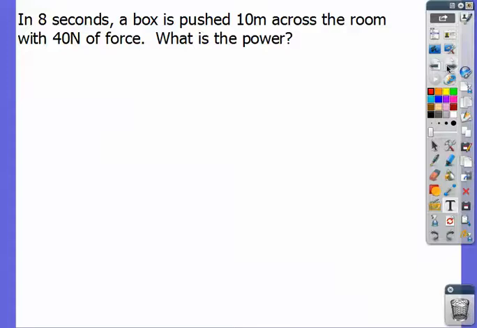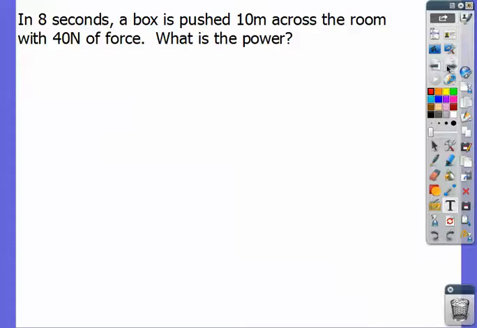Now you take that and apply that to your power formula. Power is work, 400 joules, divided by time, 8 seconds. So 400 joules divided by 8 seconds, that's 50 watts. So in this case, 50 watts worth of power were utilized, or the power was 50 watts.